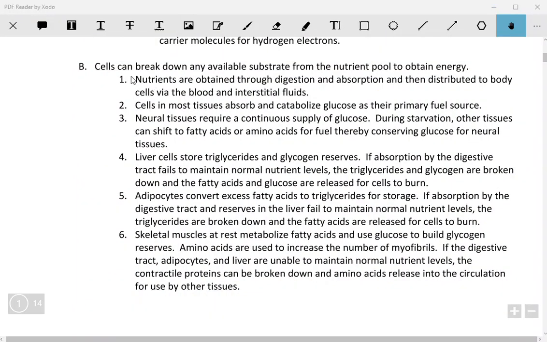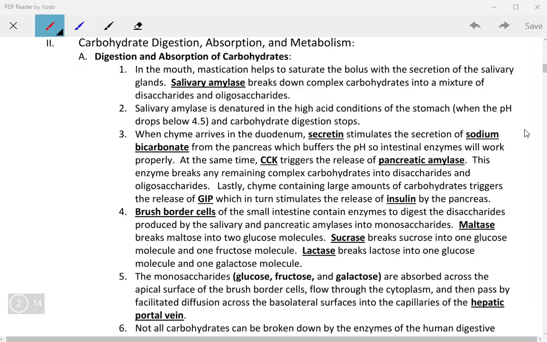So the next concept here is actually a summary of how our body, how our cells will break down these organic compounds and utilize them for energy. This is just a summary, and I want you to read through it and just be familiar with it, okay?